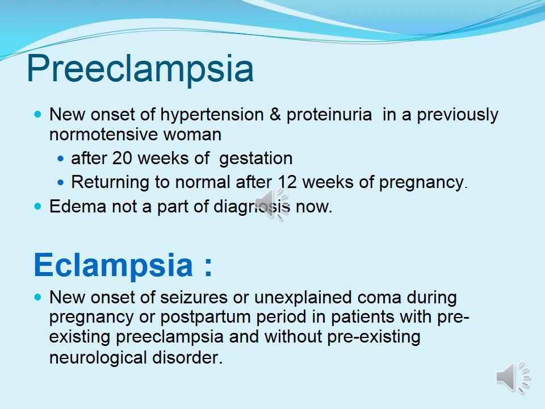It is a new onset of seizure or epileptic fit or unexplained coma during pregnancy or the postpartum period in a patient with preeclampsia and without a pre-existing neurological disorder. That means the patient developed an eclamptic fit without any history of CNS disorder or epilepsy, and she got only pregnancy with PE.